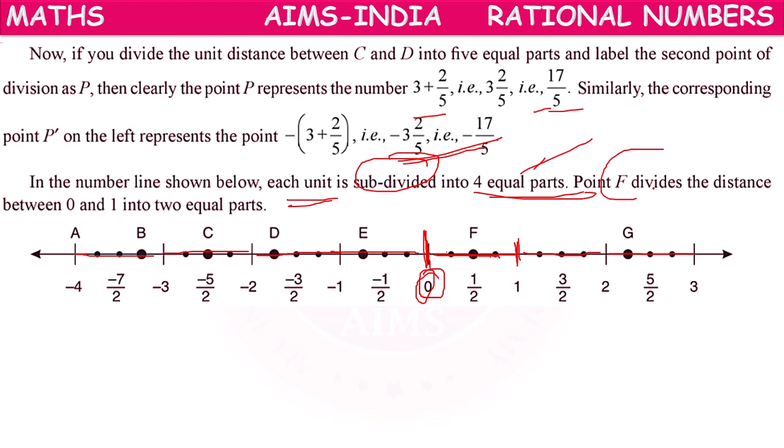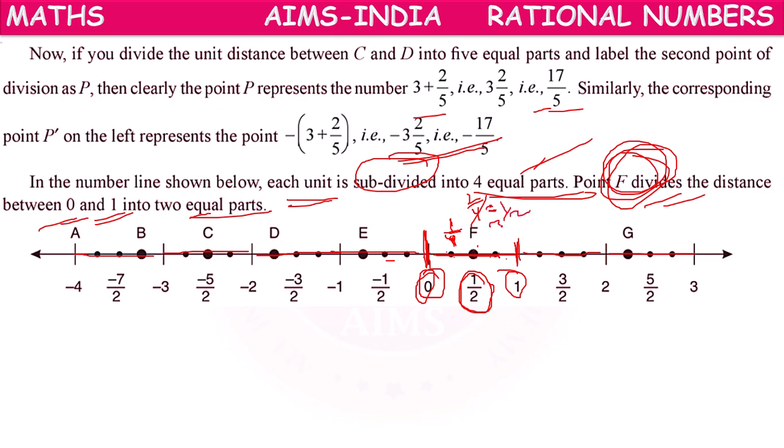Again, point F divides the distance between 0 and 1 into 2 equal parts. Point F value will be 1 by 2. This will be 1 by 4, this is 1 by 4, this is 2 by 4, which is equal to 1 by 2. This is 3 by 4. The fourth one is 4 by 4.